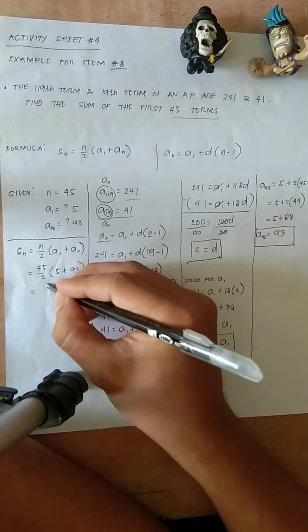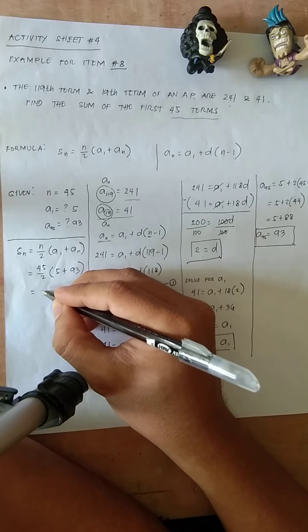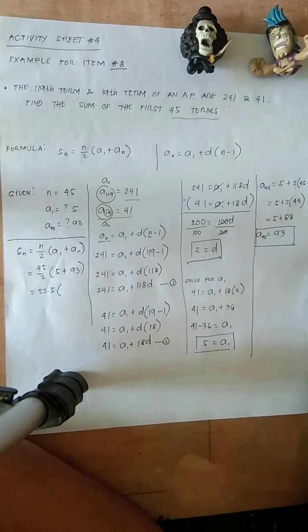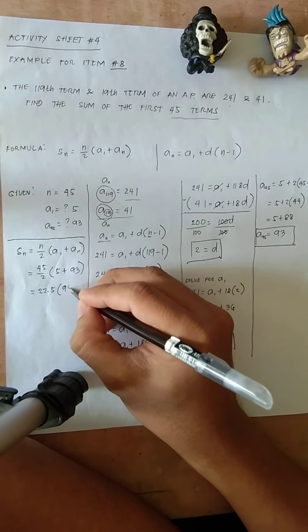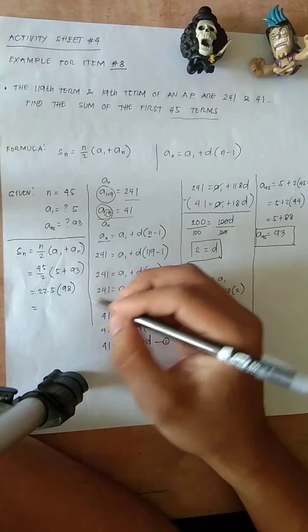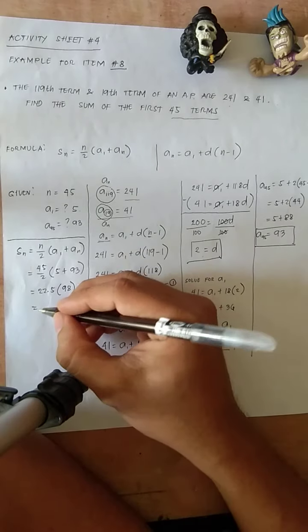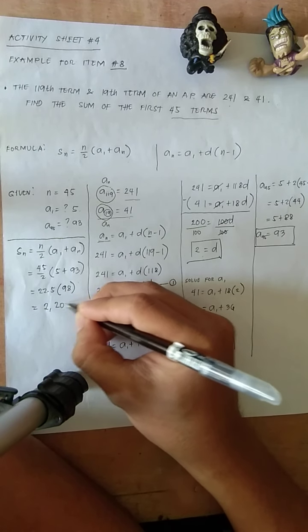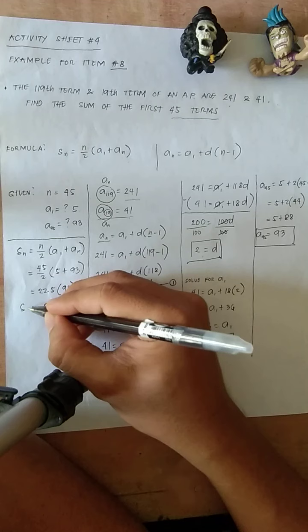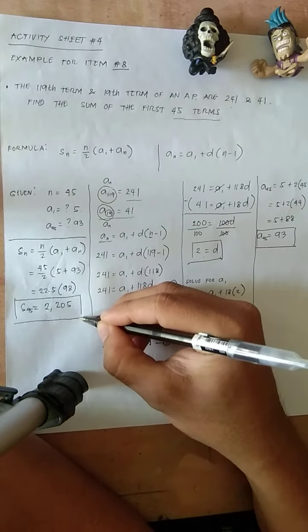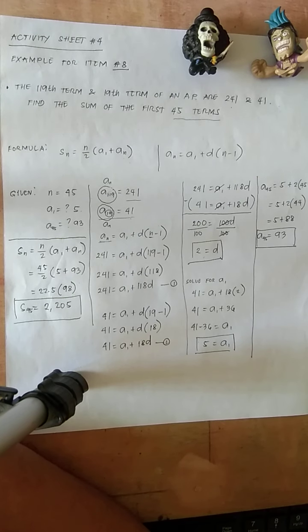So, if you divide 45 by 2, that's 22.5. And 5 plus 93, that is 98. And if you multiply 22.5 times 98, that's 2,205. So therefore, the sum of the 45 terms is equal to 2,205.